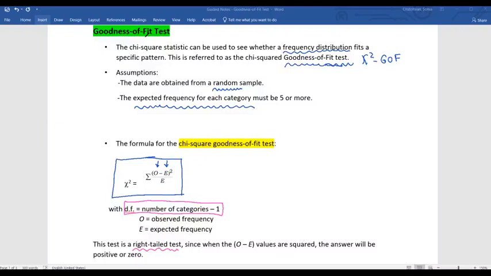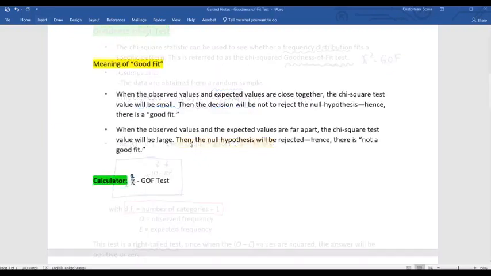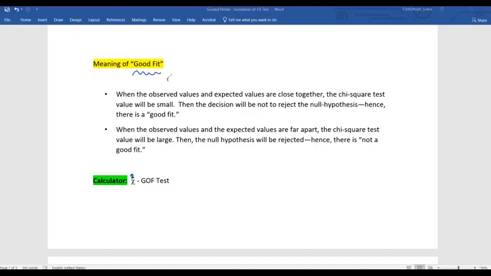Let's take a look at some other facts before we go ahead and solve some problems. It's very important to understand the meaning of good fit. When the observed values and expected values are close together, the chi-square test value will be small. And that makes sense, right? Then the decision will be not to reject the null hypothesis, which means there is a good fit. What's observed and what is expected are close together. When the observed values and the expected values are far apart, the chi-square test value will be large. Then the null hypothesis will be rejected. Hence, there is not a good fit.